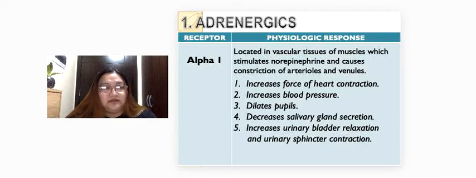Ang alpha 1, it is found in the vascular tissues of muscles, which stimulate norepi and causes constriction of arterioles and venules, which means they are basically doing vasoconstriction of the middle-sized arteries and veins. And because they are more of vasoconstriction, ano ang ginagawa ng alpha-1 receptors? They increase blood pressure, they constrict nasal capillaries.